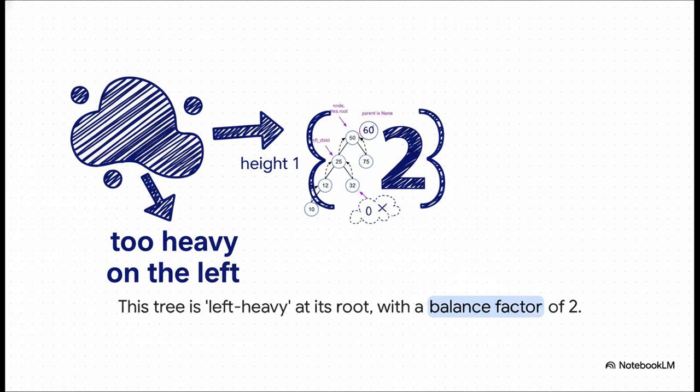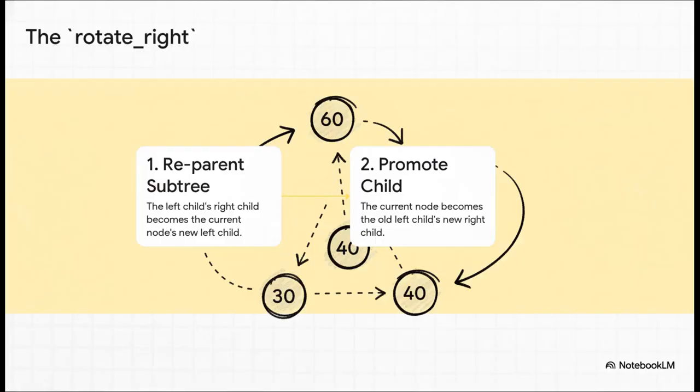Let's take a look at this example right here. Node 60 is our problem child. You can see its left subtree has a height of 1, but its right side is non-existent, so that's a height of -1. That gives node 60 a balance factor of 2. It is way too heavy on the left. The fix for this is called a right rotation.